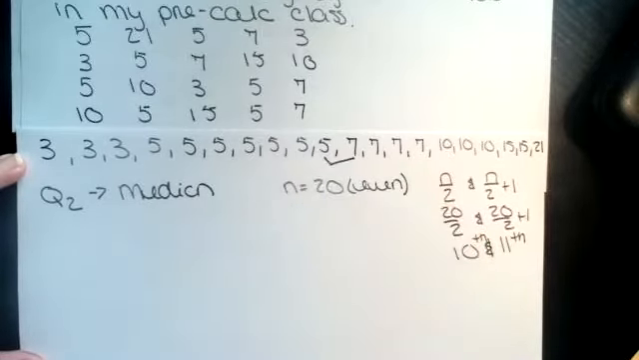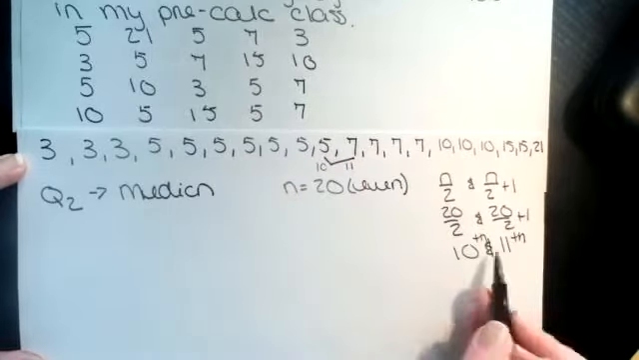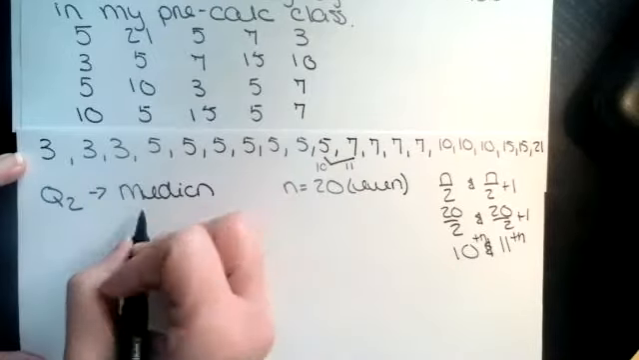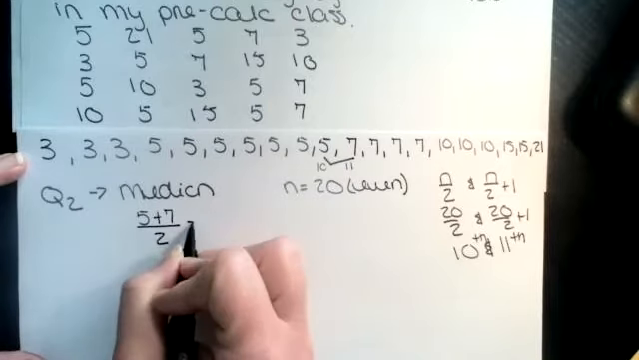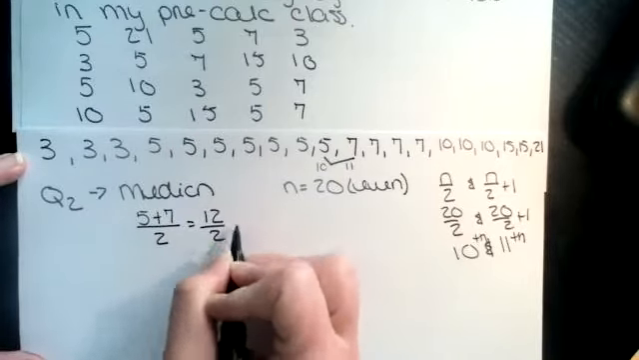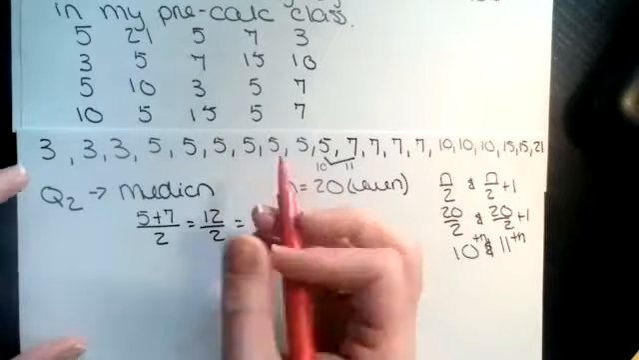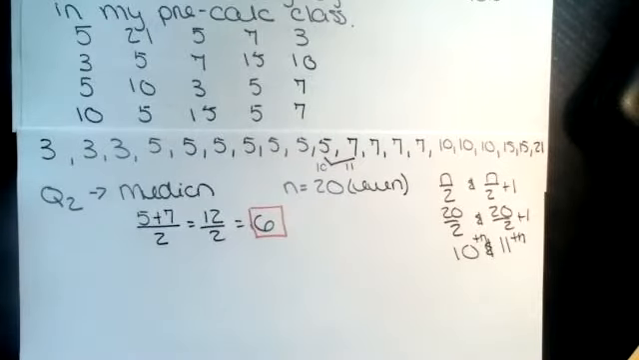Okay, so right here, this is the 10th and 11th, right? So I'm not averaging 10 and 11, I'm averaging the 10th and 11th. So I'm just going to take 5 plus 7 and divide it by 2 because I'm just finding the average here. And I get 6, right? So my quartile 2 is 6. I'm just going to box that so it stands out. So I have that information in a minute.